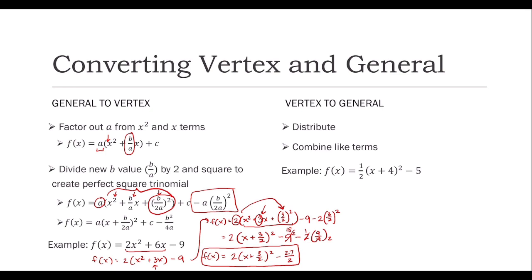So to go from vertex to general, we'll also simply distribute and combine like terms. So we'll have 1/2 times x plus 4 squared is x plus 4 times x plus 4. So x squared plus 8x plus 16 minus 5. We'll distribute our 1/2, and that'll give us 1/2 x squared plus 4x plus 8 minus 5, which gives us our final f of x of 1/2 x squared plus 4x plus 3.